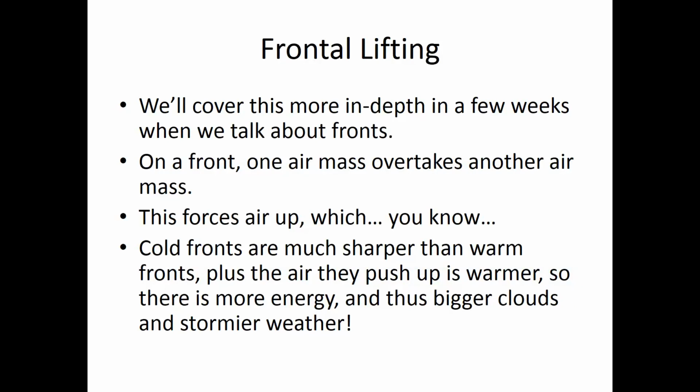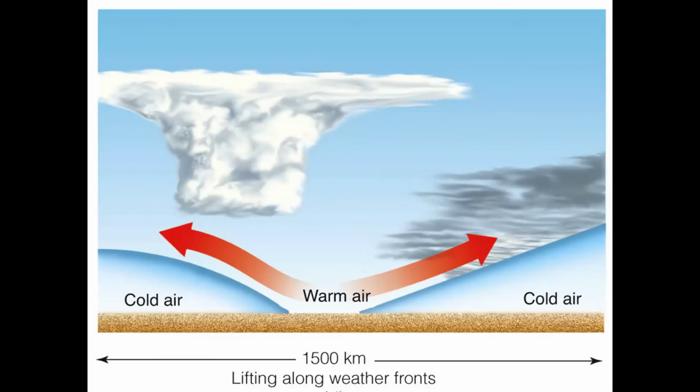We're going to talk more about these fronts in the next few weeks. But again, the reason why we even care about them is because along a front, warm air is forced up and over cold air. And depending on the angle that it's forced up, you could either get very layered stratiform clouds. Usually that happens along warm fronts. Or you could get very, very tall, stormy cumulonimbus clouds. Typically that happens around cold fronts.